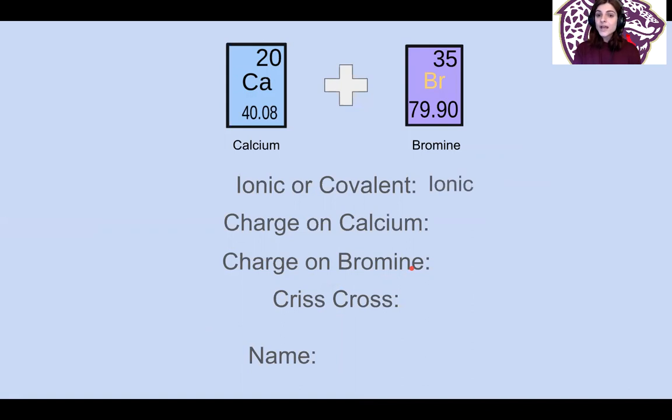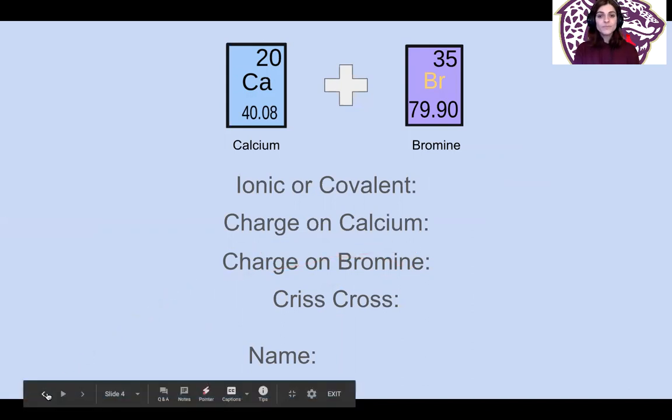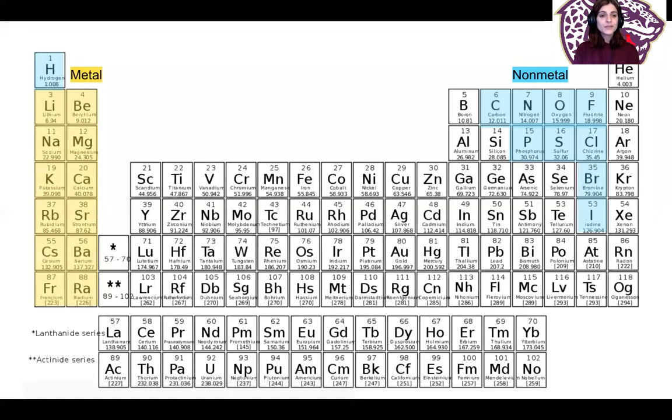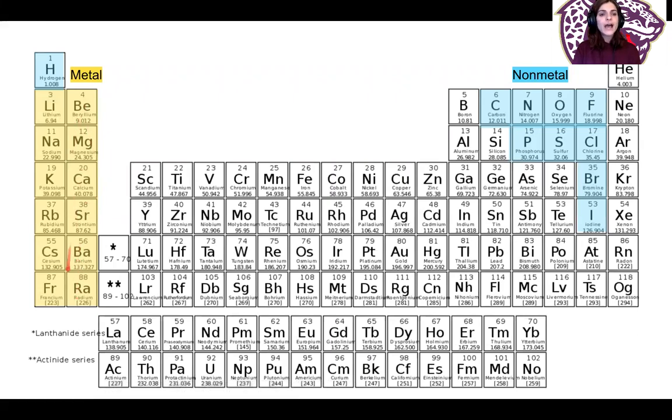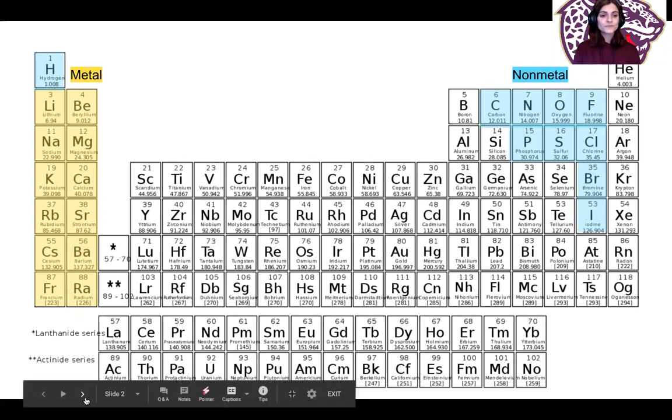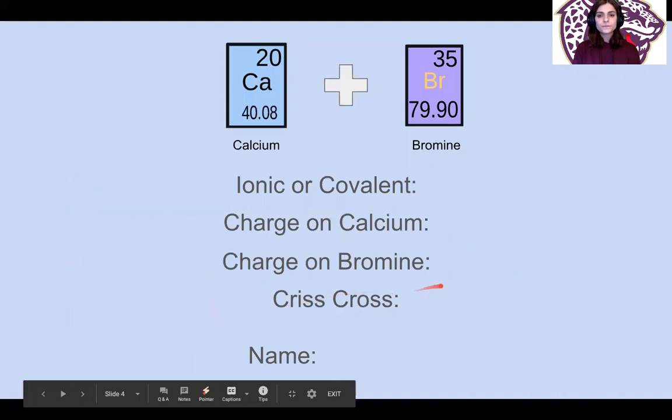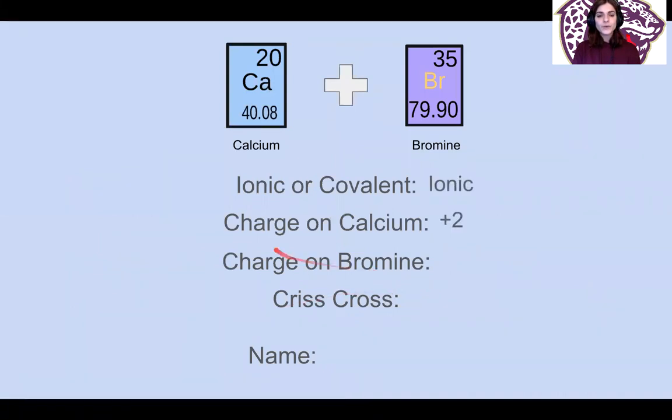All right, now what about the charge on calcium? So let's go on back to our periodic table. We've got calcium here, and elements that fall in this column typically have a +2 charge. Well, not typically, they do. They have a +2 charge. So here we are, charge on calcium, +2.